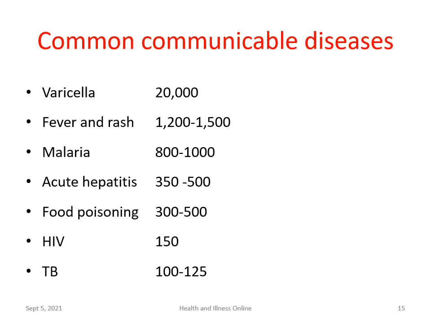Acute hepatitis, about 300 to 500 cases are diagnosed. Food poisoning, once again 300 to 500. HIV, new cases, almost 150 cases are diagnosed every year in Oman. And then tuberculosis, and the numbers are increasing over there.